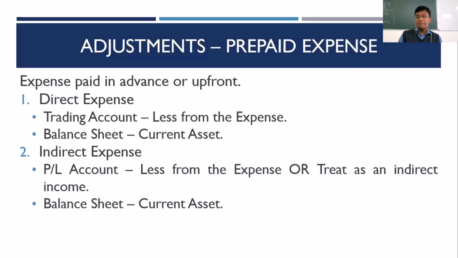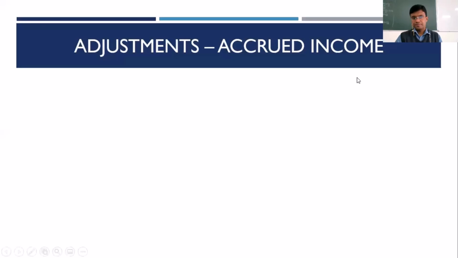The second treatment is in the balance sheet. In your balance sheet, you can show it as a current asset. So this is how we will be treating prepaid expenses, and this is how we go about with the adjustment of prepaid expenses.